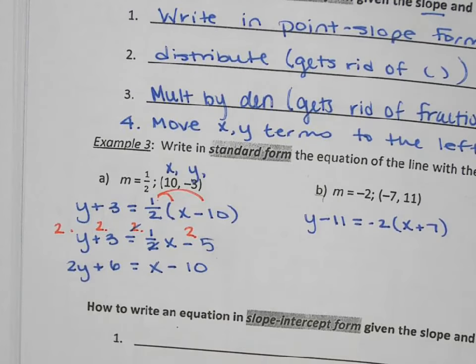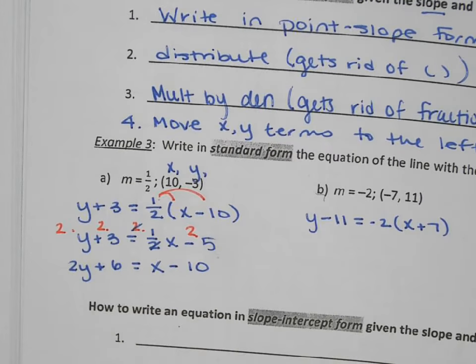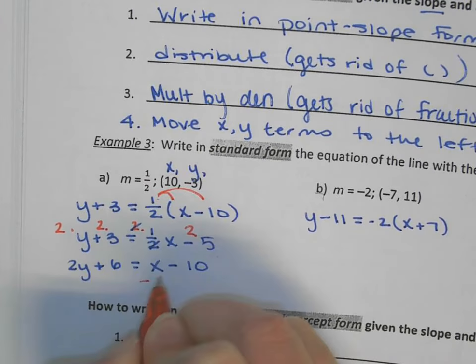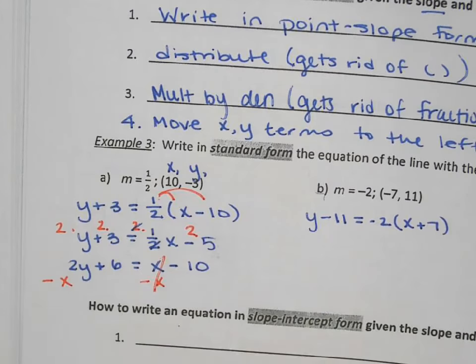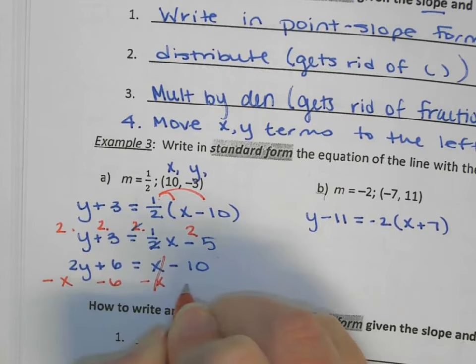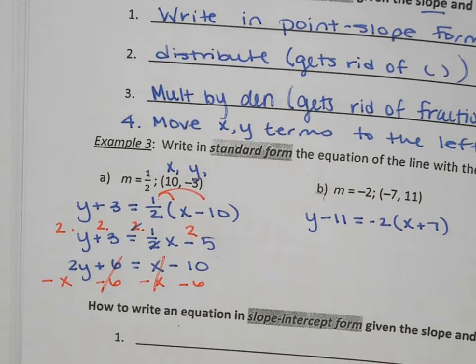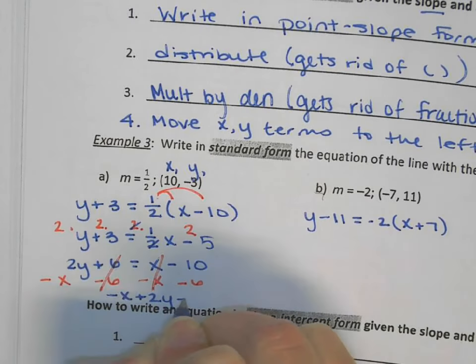Next, I have to move the x and y terms to the left and the numbers to the right. So, I have to move my x term to the left. That'll get rid of that there. The 6 is going to have to move, so I'm going to have to subtract 6 on both sides. That's going to go away there. On the left, I'm going to have negative x plus 2y equals negative 16.